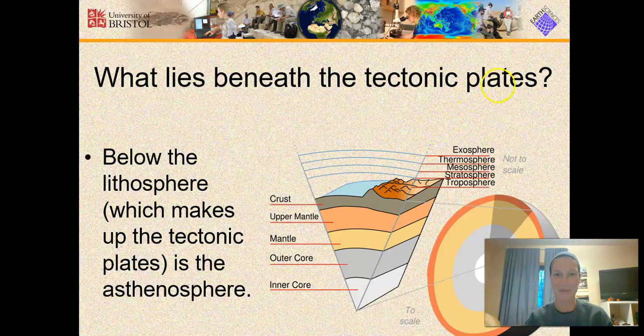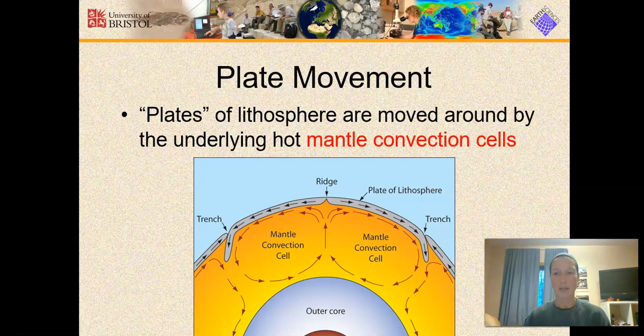Again, not a word you'll have to know for a test or anything, but just good general knowledge. And this is going to be the liquid part, so more of the mantle, that area. So plates move. The crust on our Earth actually moves. And so these plates sit on top of this liquid underneath. And so the plates of the lithosphere are moved around by hot mantle convection cells.